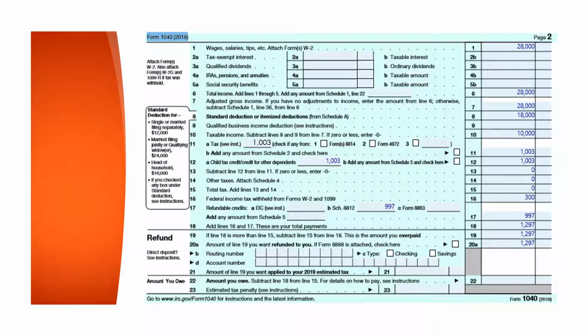On line 11, you'll find your tax from the tax table in the IRS instructions. In our example, it is $1,003. On line 12, you'll put your child tax credit. We will calculate that on the next page.